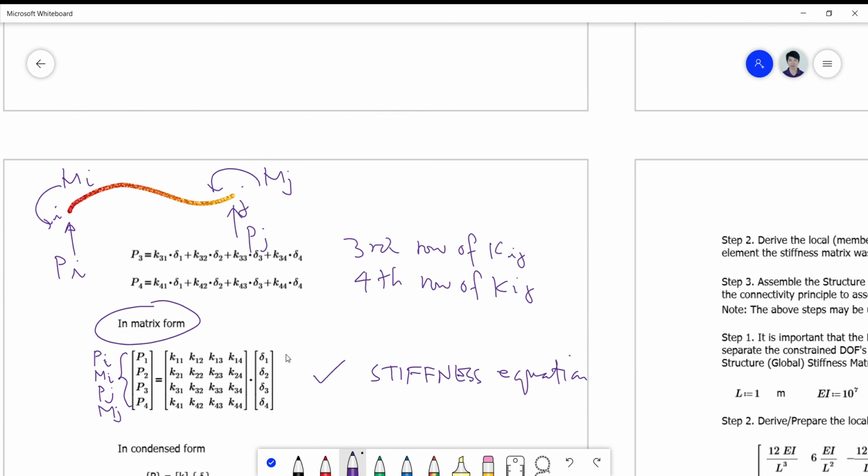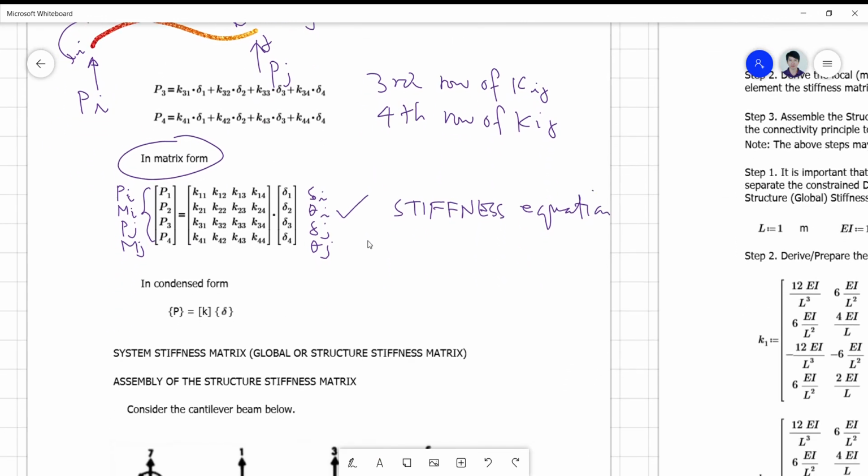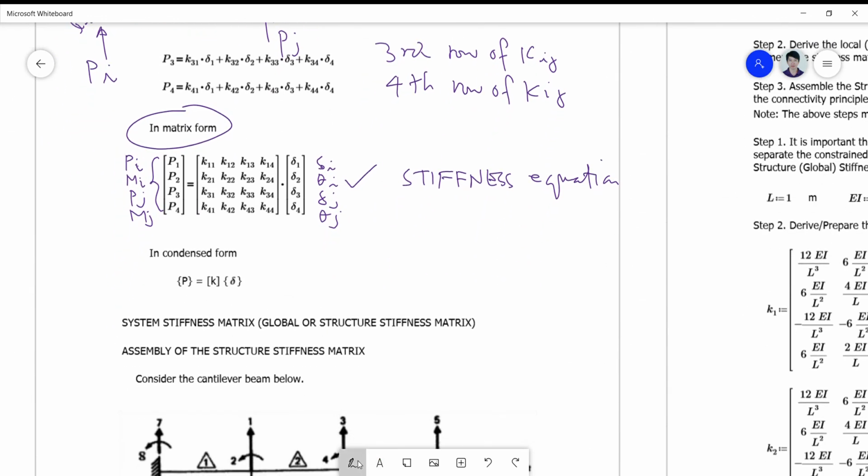This is also generalized. This is actually your displacement in terms of delta I, and this is a theta I, delta J, theta J. Something like this. In condensed form, you can use a formula such as this one: P vector is equal to K matrix times delta vector. Again, this is your stiffness equation.